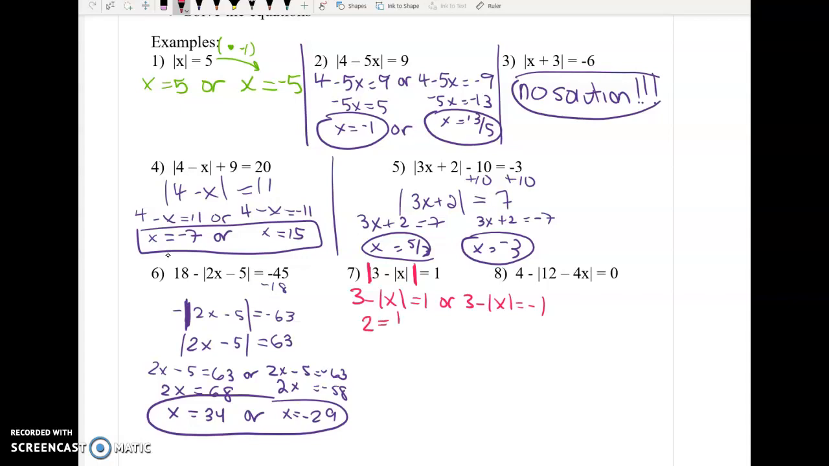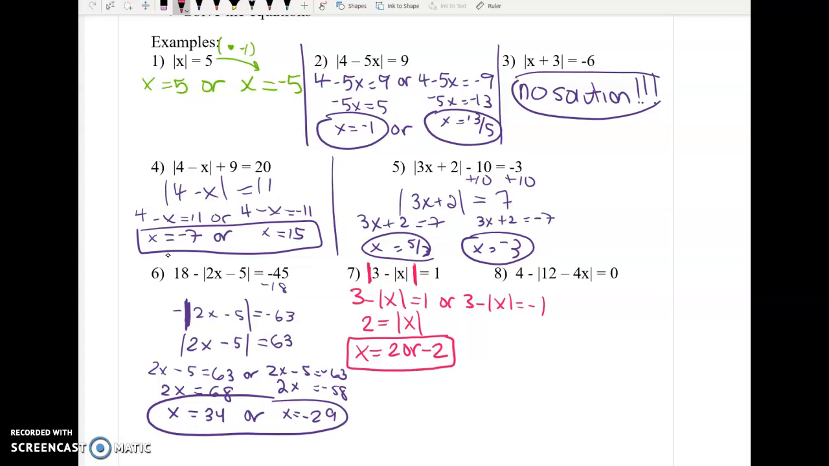So 2 equals the absolute value of x. What numbers have the absolute value equal to 2? What numbers are the distance 2 away from 0? That would be x is 2 or negative 2. So that's two answers. And now we need to focus on the other equation there.